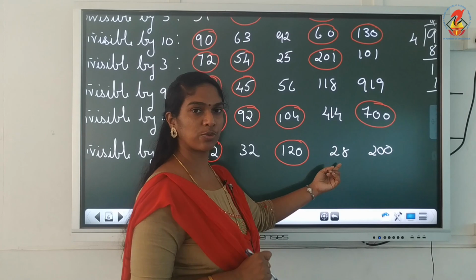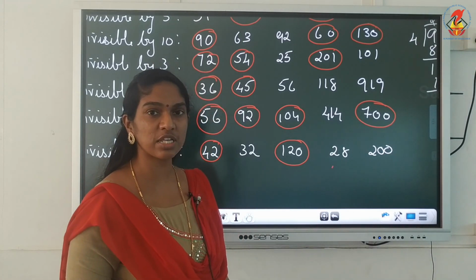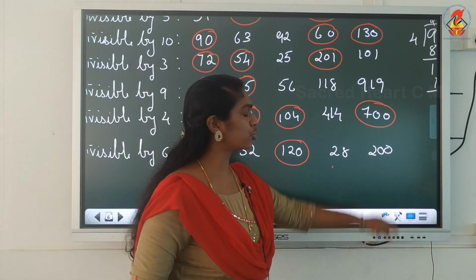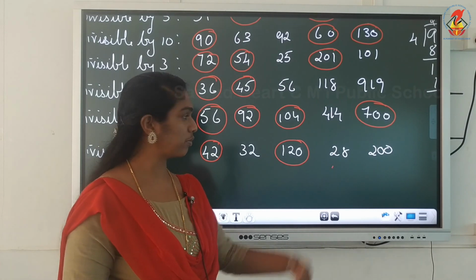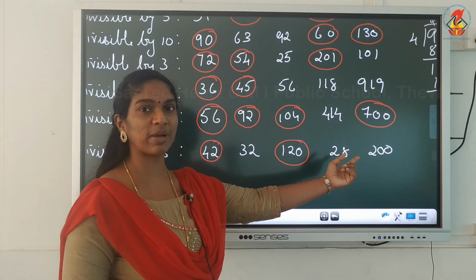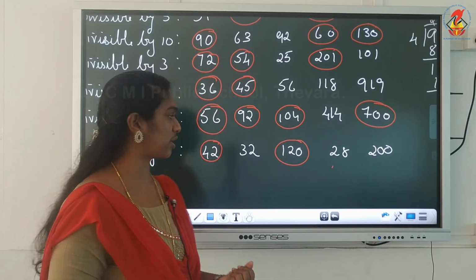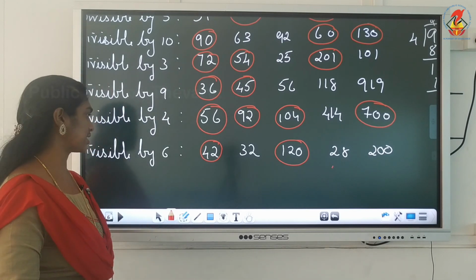Take 28. 28 is divisible by 2. But what about 3? Is 28 coming in 3's table? No. So it is not divisible. 200. 200 is an even number, so it is divisible by 2. But is 200 divisible by 3? No. When you are adding the digits, you are getting 2. 2 is not there in 3's table. So 42 and 120 are the numbers divisible by 6.